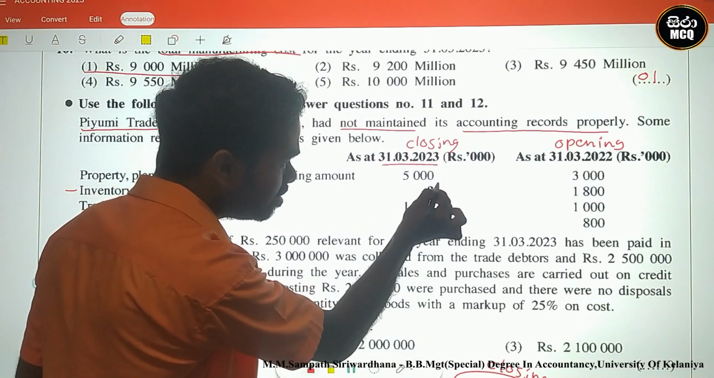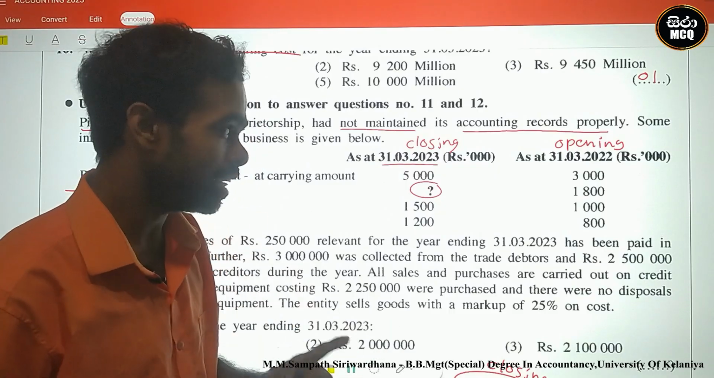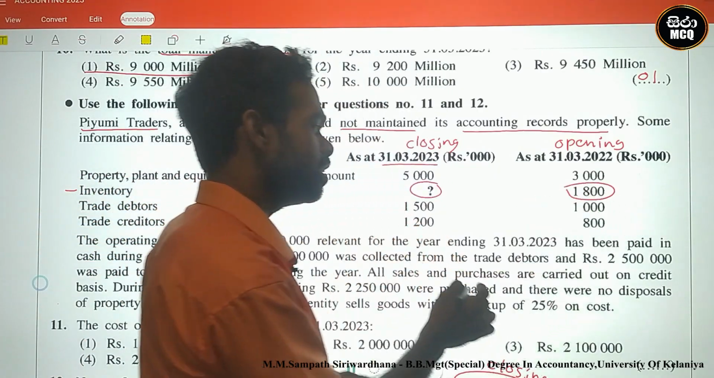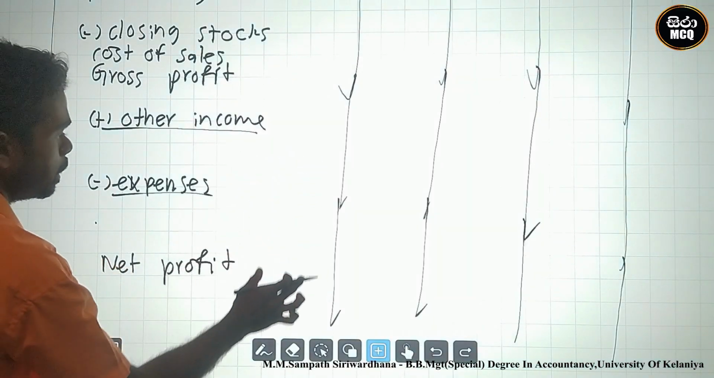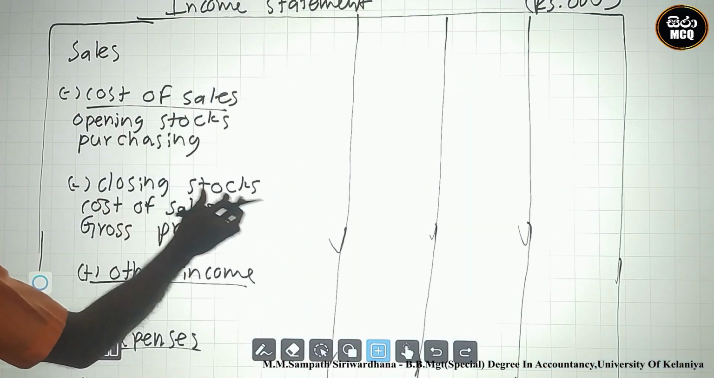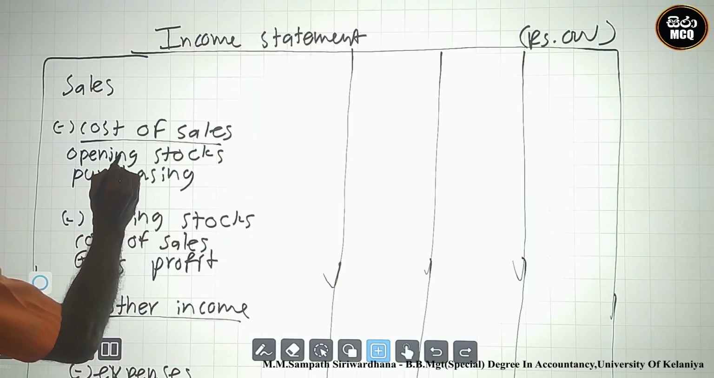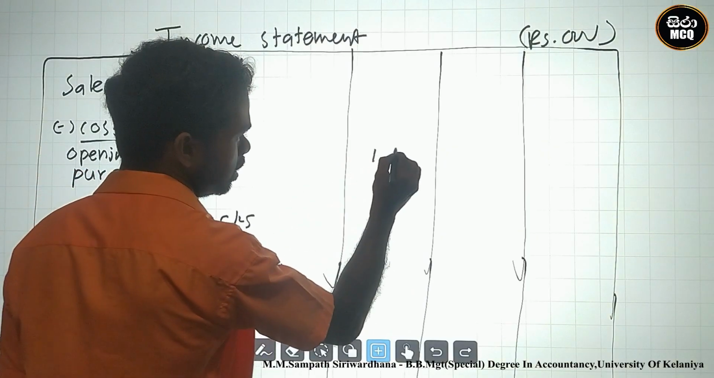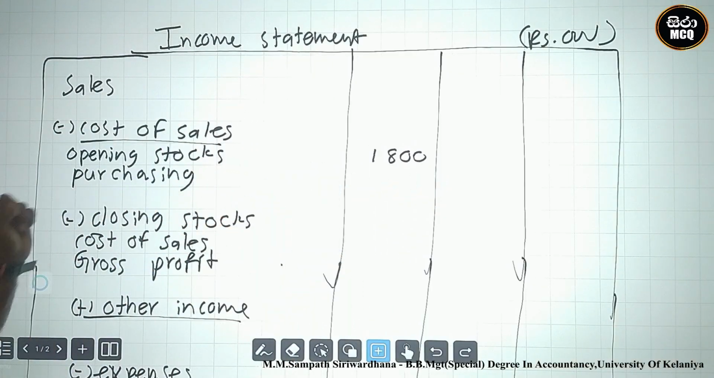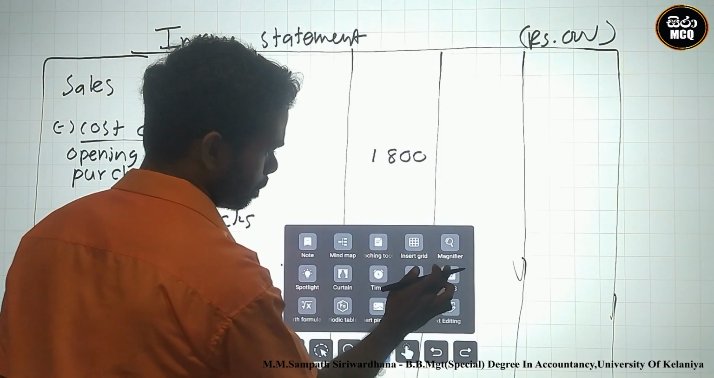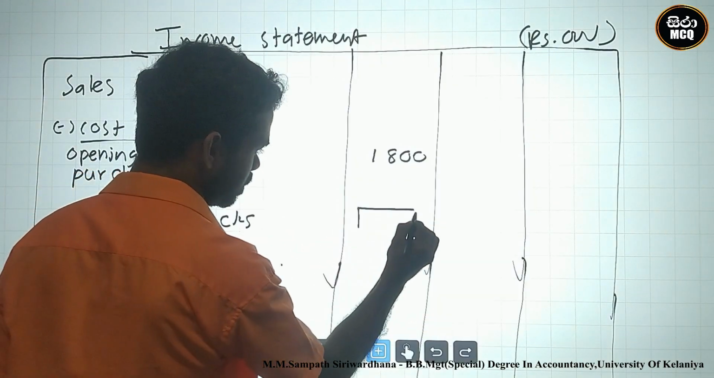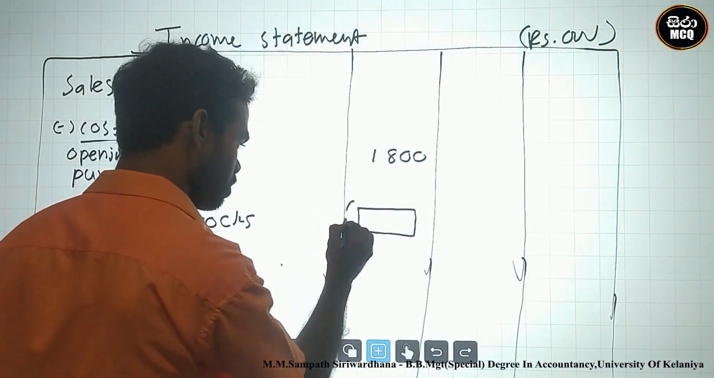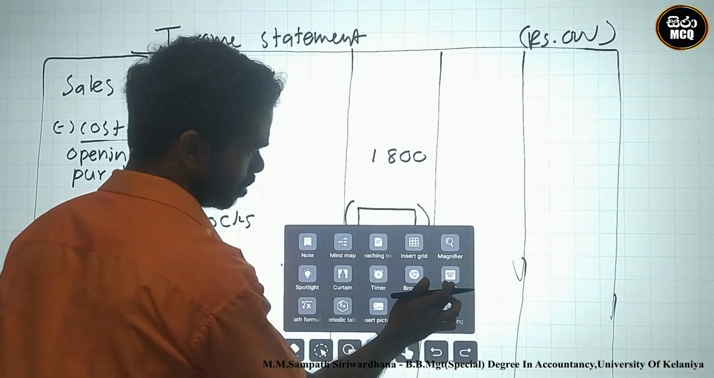Closing inventory is not given, we must find it. Opening inventory is given, so we can include opening inventory 1,800 in the income statement, under opening stocks. We can add this one. The closing stock is not available yet. Closing stocks must be deducted. Okay, next one.